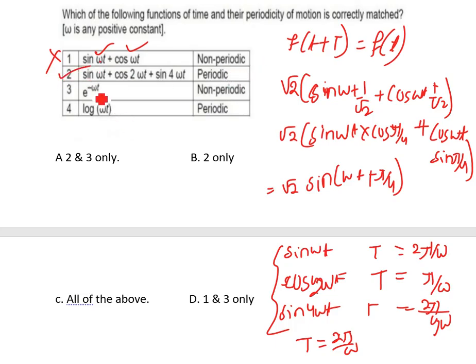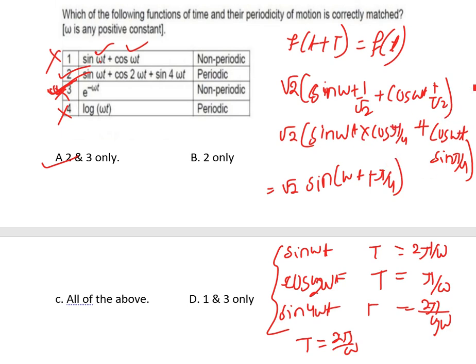As we know, exponential and logarithm are not periodic. These are non-periodic functions, and it is written non-periodic, so that is correct. This one is written periodic, so this one is wrong. So only options 2 and 3 are correct, which is option A.